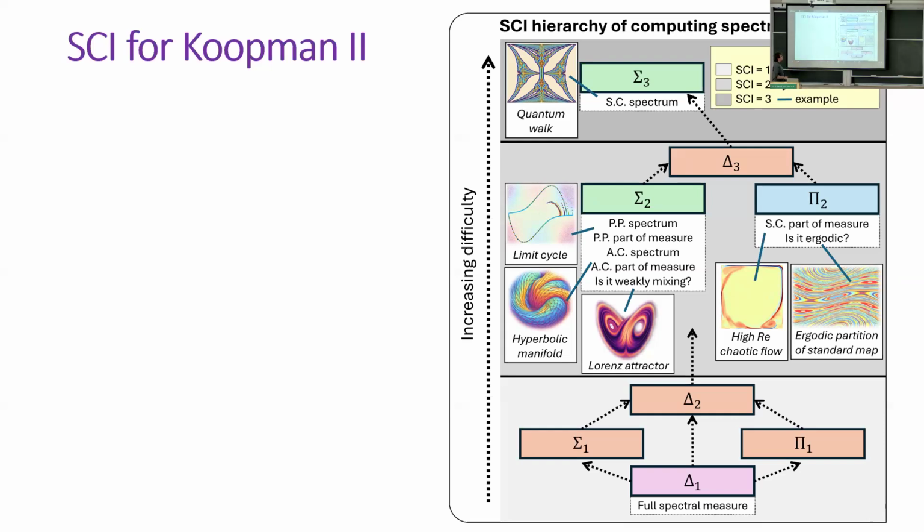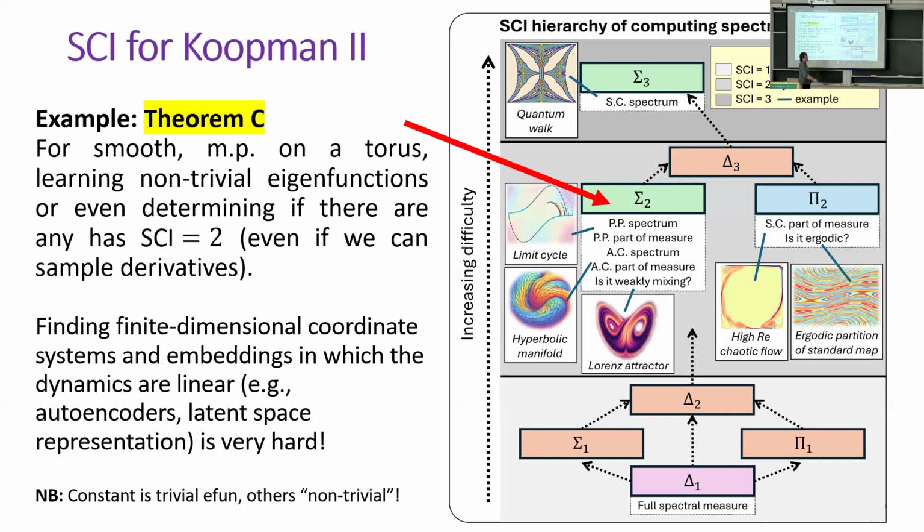So rather than going through spectral type, let me just give you one example theorem associated with sigma 2. So theorem C, take the class of smooth measure-preserving systems on a torus. Then learning non-trivial eigenfunctions, or even determining whether there exist any, so whether the system is weakly mixing or not, has SCI equal to 2, even if you can sample derivatives. Okay, so it's very difficult. And this is sort of wrapped up with the whole problem of trying to find finite dimensional coordinate systems and embeddings in which the dynamics are linear, right? You're searching for these non-trivial eigenfunctions.